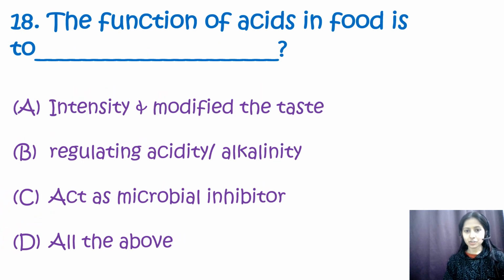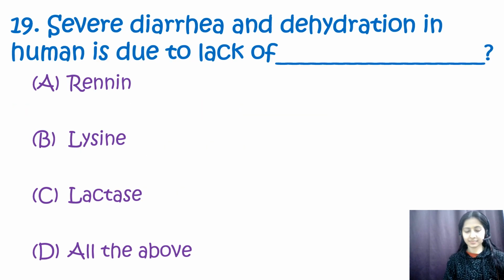18. The function of acid in food is to option A, intensify and modify the taste, B, regulate acidity and alkalinity, C, act as a microbial inhibitor, D, all of the above. The correct option is option D, that is all of the above. A few examples of food acids include acetic acid from vinegar, tartaric acid, malic acid, folic acid, fumaric acid, lactic acid, and others.